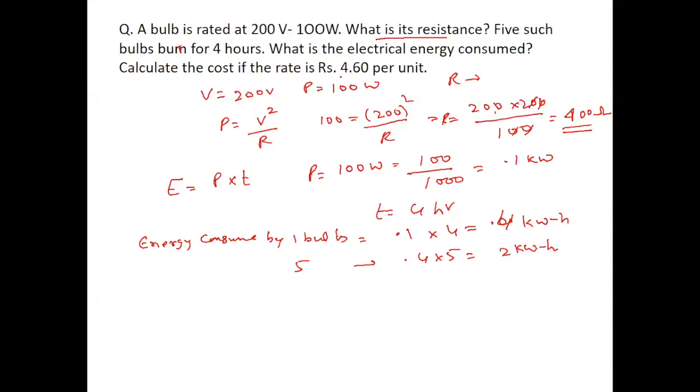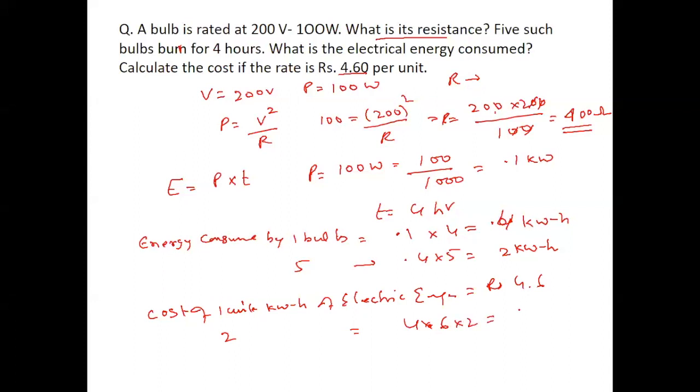What is the cost? The rate is 4.6 per unit. So the cost of 1 unit, a kilowatt hour of electric energy, is rupees 4.6. So 2 units is 4.6 into 2, and that is rupees 9.2.